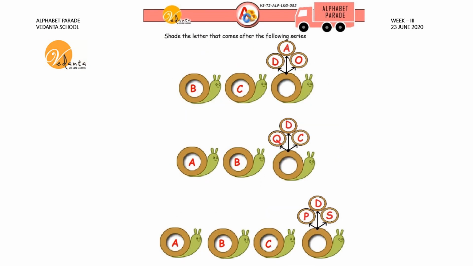In this sheet, shade the letter that comes after the following series. What is the given series? B, C. Which letter comes after C? Does D comes after C? Yes. So, now to shade the letter D. Follow the same steps for the other questions and finish the sheet.